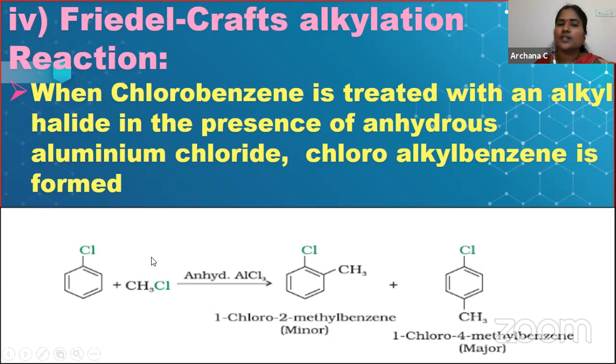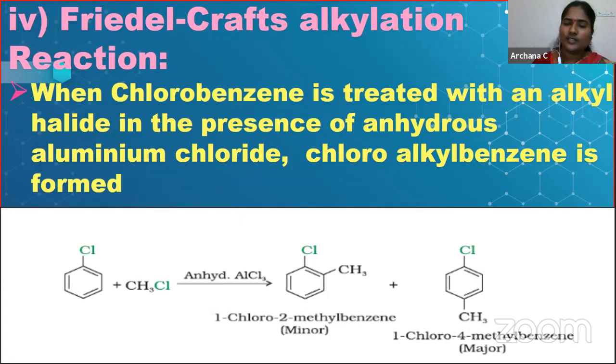So these are the products formed in Friedel-Crafts alkylation. The term itself tells us what happens in this reaction: alkylation. That means an alkyl group is added onto the benzene ring. Therefore, we call this the Friedel-Crafts alkylation reaction.